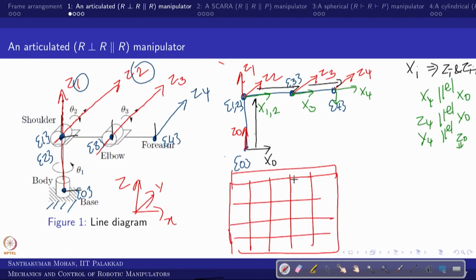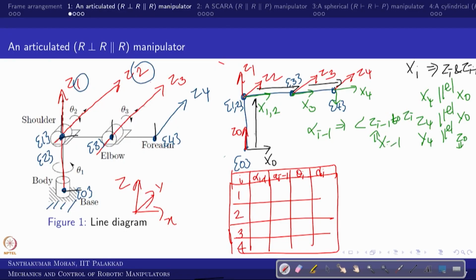So there are actually 4, because 1, 2, 3, 4. This is frame i, this is alpha i minus 1, then a i minus 1, this is theta i, and this is di. What we are trying to see is what alpha i minus 1 is. This is the angle between z i minus 1 to z i with respect to x i minus 1. This is what you have to see.